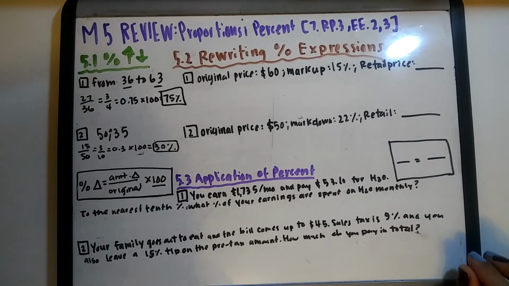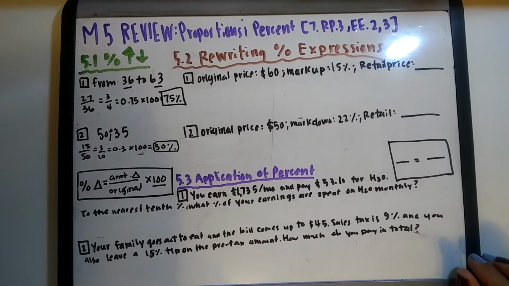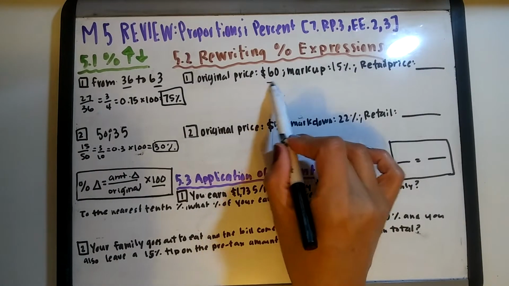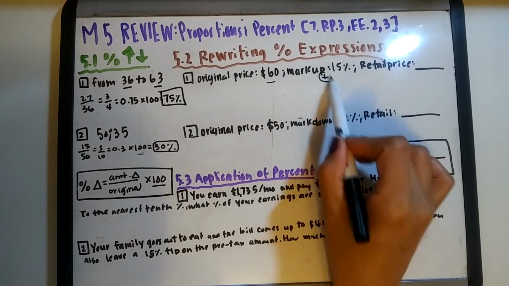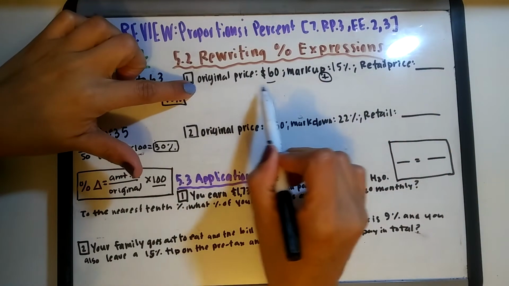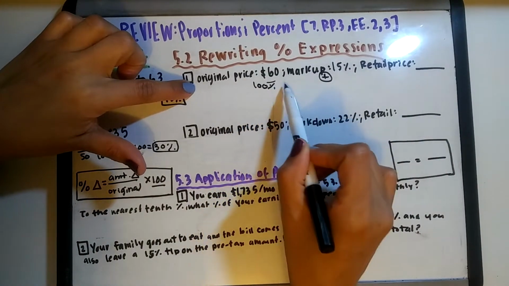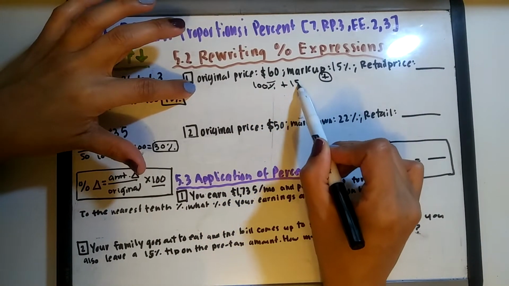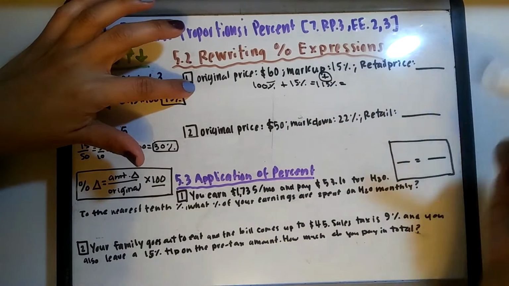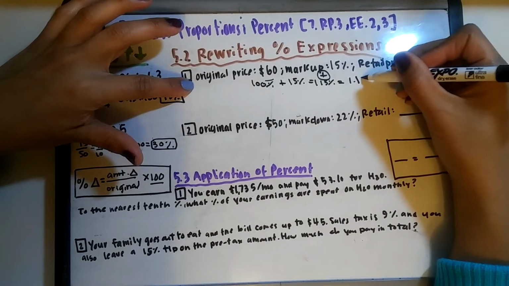Okay, so then we'll go to number 1 for 5.2. So this one we're going to rewrite percentage expressions, and we're going to look at markup or markdown. So the original price is $60. I'm marking up, that means I'm going to add, right? And then I want to know the retail price. So going back to our expressions, I know that this is 100% of the price, so that's 100, and I'm adding 15% more. So that's going to give me 115%, which in decimal form is 1.15.